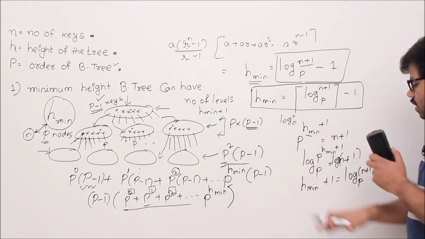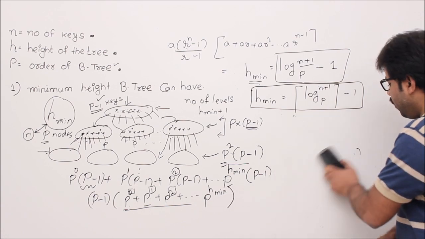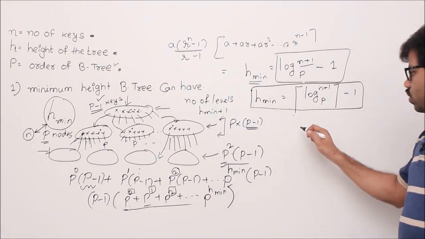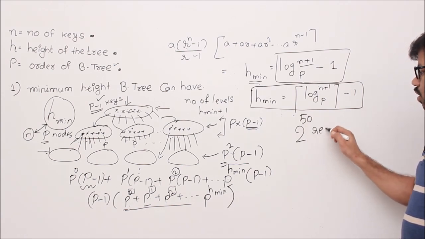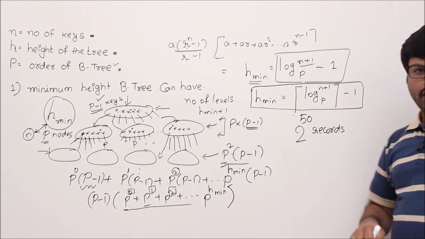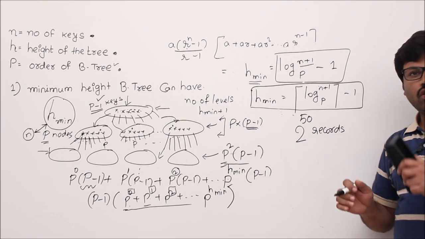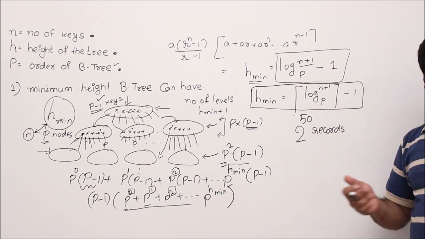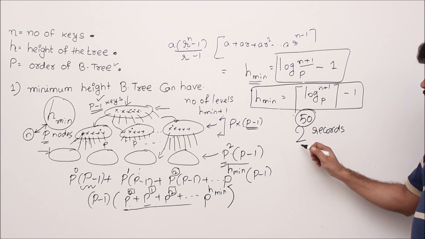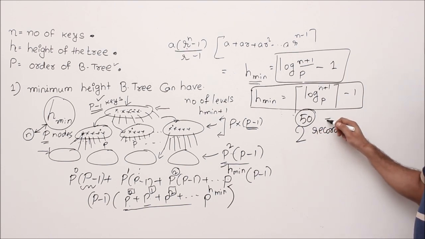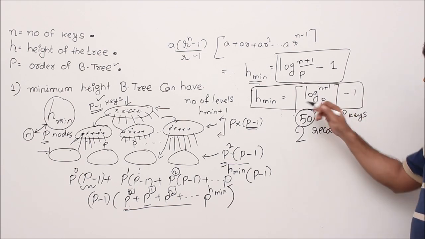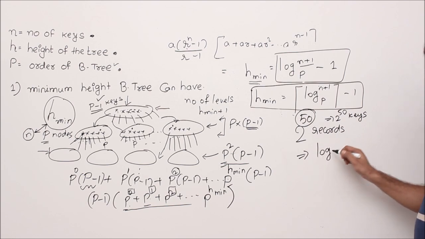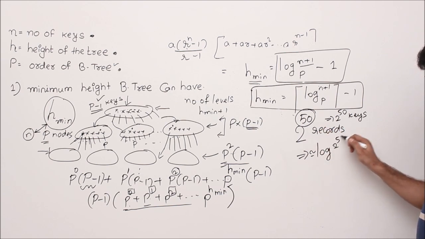I will tell you how this is very important for us. If your tree has the best height, let's assume that there are 2 to the power of 50 records, just for the time being. It's a very huge file. So if I apply a B tree, 2 power 50 records contain 2 power 50 keys, correct? Every record will have one key, that is the assumption. Then the height of such a tree is approximately log n base p, log of 2 power 50 base p.